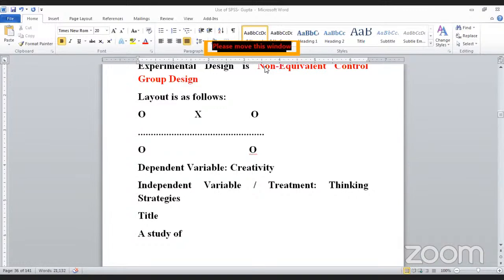No, Ankit, independent variable means the treatment, the treatment which you are giving. This is the experimental group, you are giving a treatment, and this is the control group, you are not giving a treatment. So it is not that one is control and experimental. No.